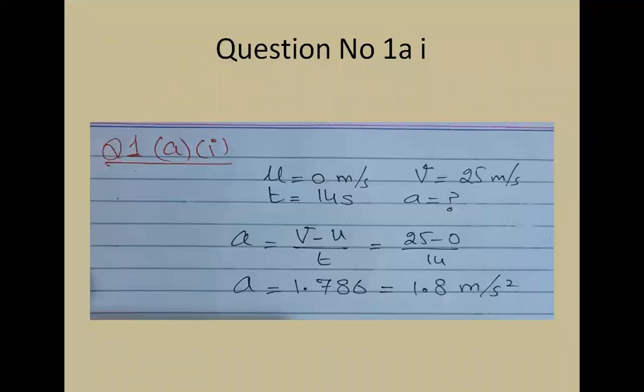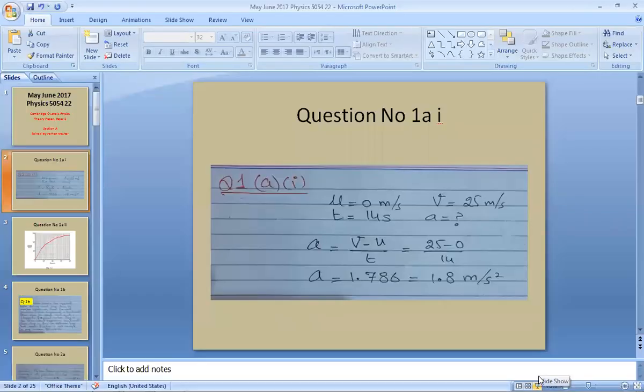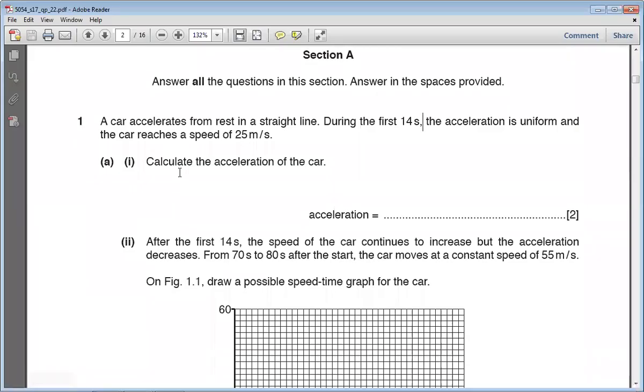So the initial velocity is 0, the final velocity is 25 meters per second, the time is 14 seconds, acceleration is the question. The formula for the acceleration is v minus u divided by t. So 25 minus 0 divided by 14. So please enter these values in your calculator. 25 minus 0 equals, divided by 14 equals, and it will give you a value of 1.786. And when you round it off, it will be 1.8 meter per second square. So this is how you will calculate the acceleration of this car. Okay, so let's move to the next part.